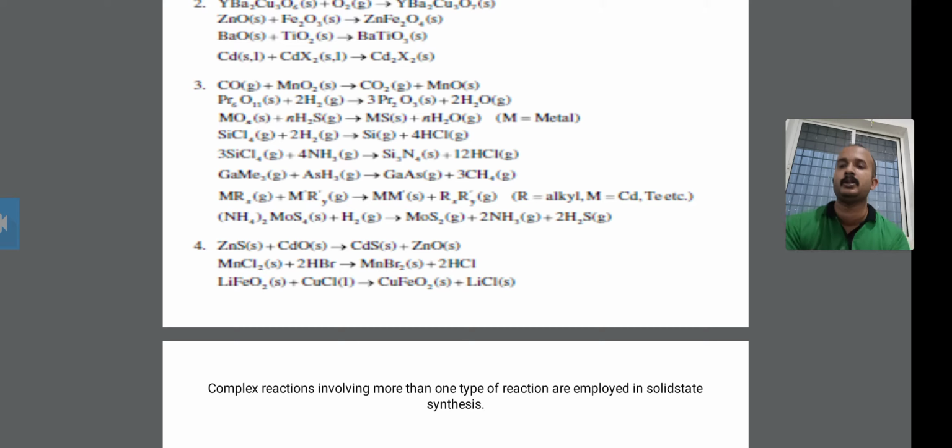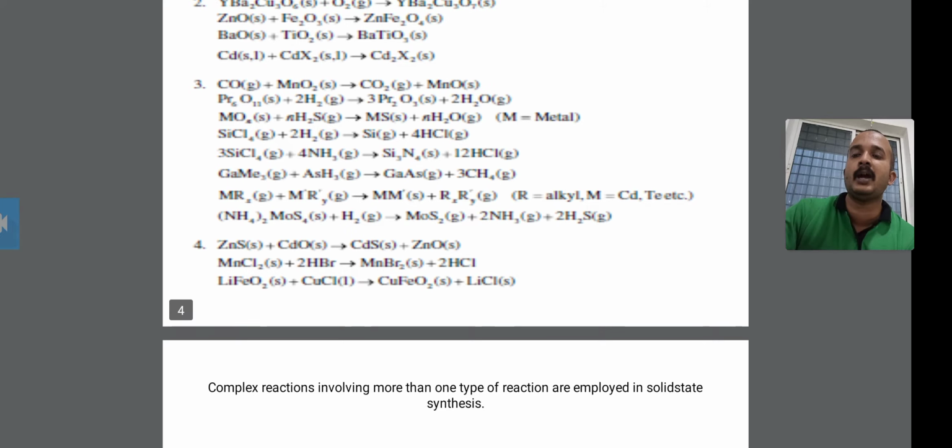Then the third reaction: CO gas, carbon monoxide, is treated with MnO2 solid, giving CO2 gas and manganese oxide solid. Then Pr6O11 solid plus 2H2 gas forms 3Pr2O3 solid plus 2H2O gas, and SiCl4 gas plus 2H2 gas gives silicon and 4HCl gas.